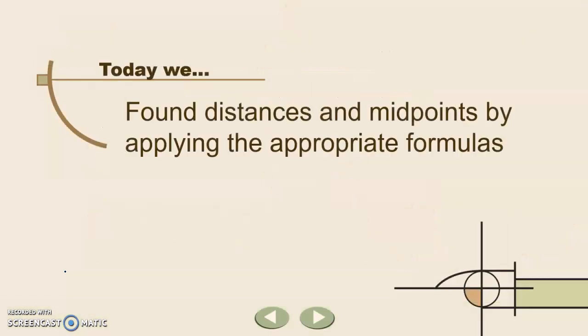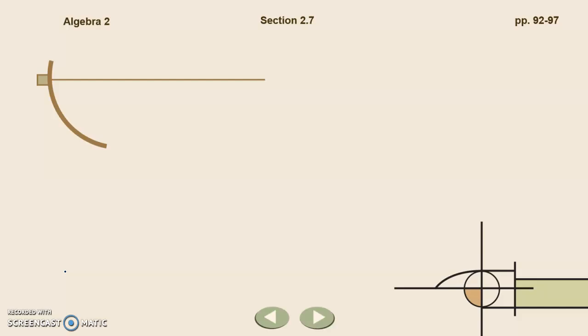So today we looked at the following things. We found distances of both 2D and 3D objects and midpoints of 2D and 3D objects by applying the appropriate distance and midpoint formulas. If you guys have any questions about how to simplify radicals, the Pythagorean theorem, or how exactly that 3D graph looks, make sure you ask me next class.